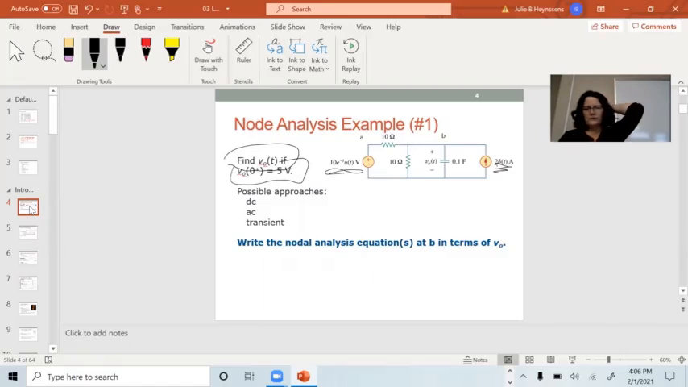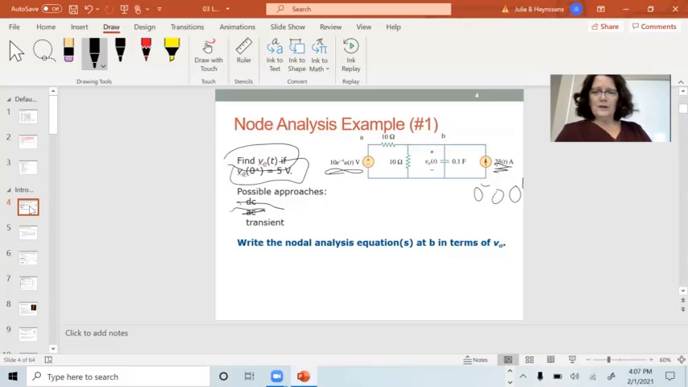We can't use DC analysis because it's not a DC circuit. We can't use AC analysis because it's not a single frequency sinusoid. We may be able to do transient analysis, but I'd have to have a 0 minus circuit here, a 0 and a 0 plus, and I don't know what's going on in between there with the delta functions.